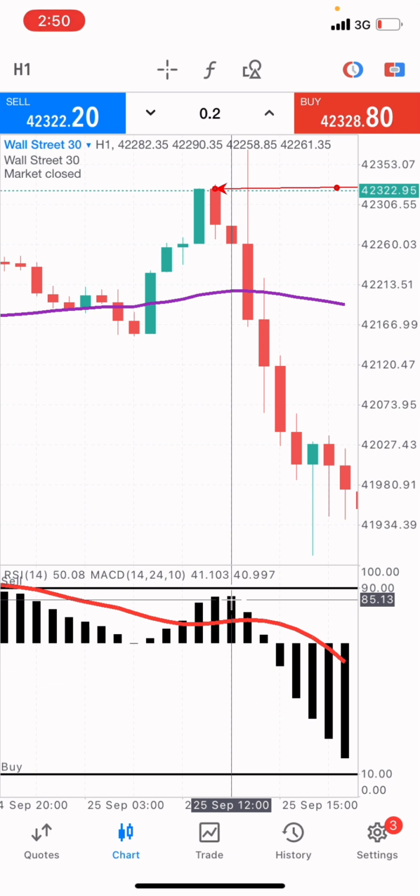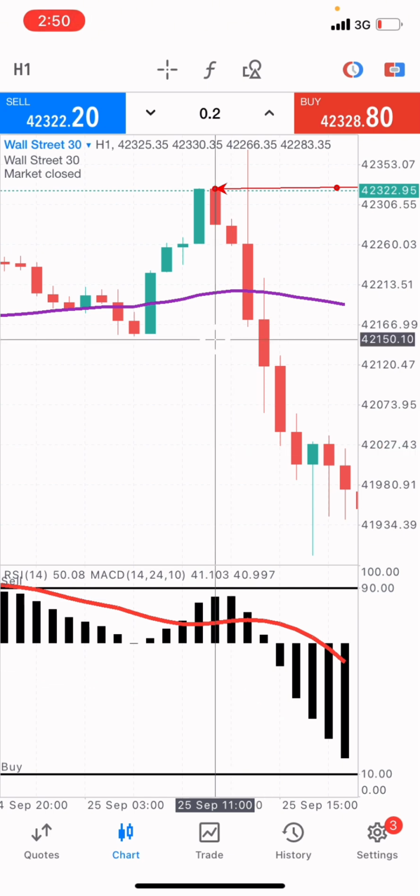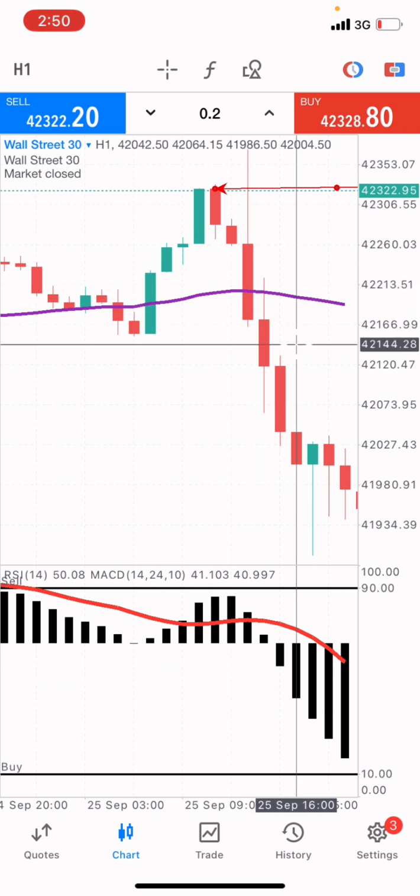You can see that this is the 1 hour time frame, not the 1 minute. So from here, the market sold after 1 hour, then it broke out from this point. There was a breakout. You can see the market sold, a breakout structure.